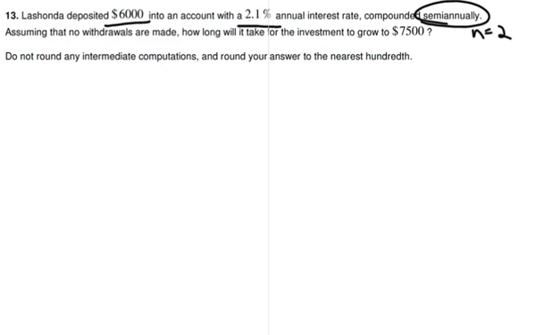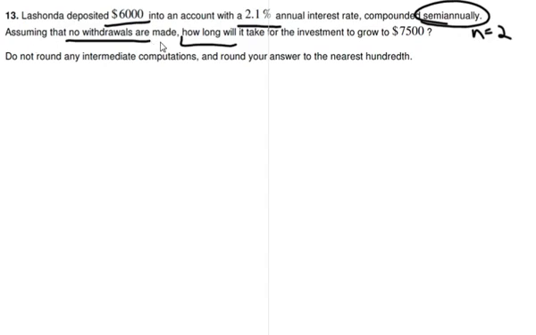Okay. This next problem is kind of the same thing, but from the opposite end. Instead of the money losing value, it's gaining value. It says LaShonda deposited $6,000 into an account with 2.1% annual interest rate compounded semi-annually. So get that circled, n equals 2. Assuming no withdrawals. And you might say, well, what if there are withdrawals?